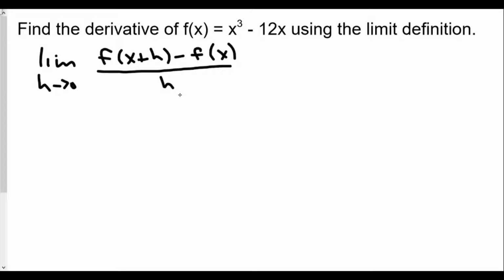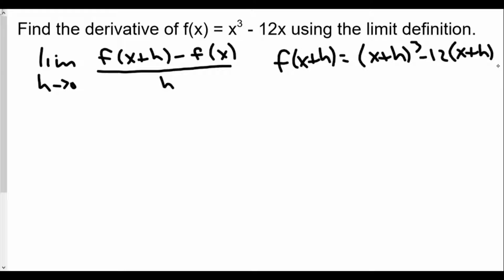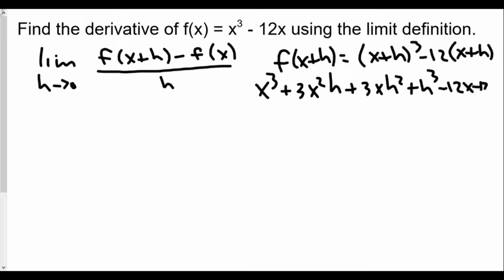So first thing we do is plug in x plus h into our function. So what does f of x plus h look like? It's going to look like x plus h to the third minus 12 times x plus h. And when we expand everything, that's x cubed plus 3x squared h plus 3xh squared plus h to the third minus 12x minus 12h.